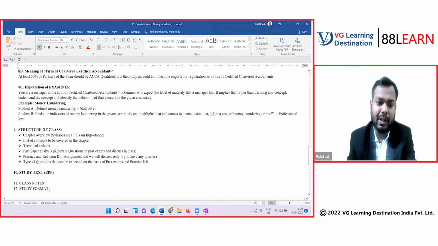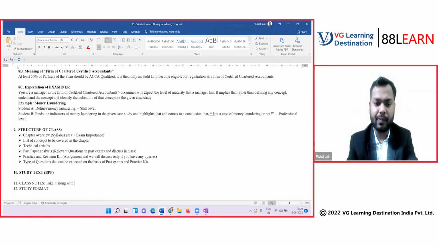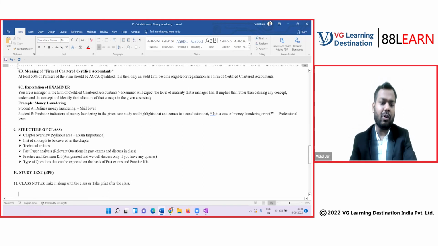So I'll say, there are two options for class notes. Either you can take them along with the class, or take a print after the class. It will be in proper format, so you don't need to worry about all those things, and you just need to print it off. That's all.